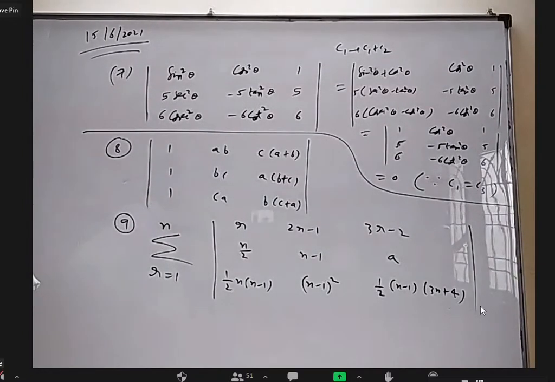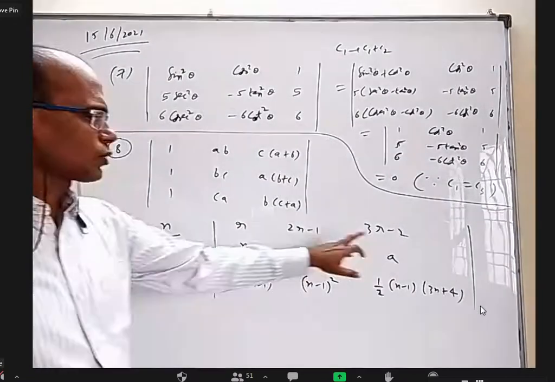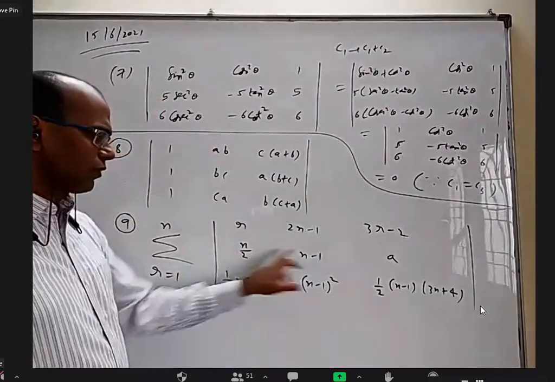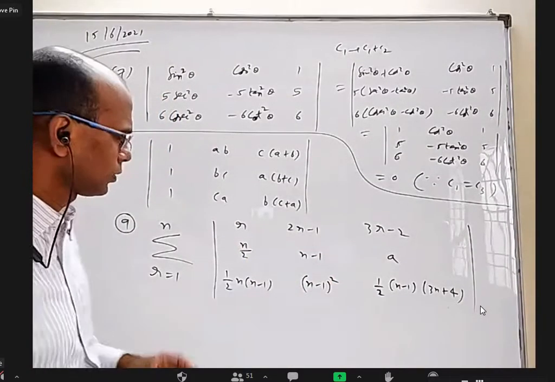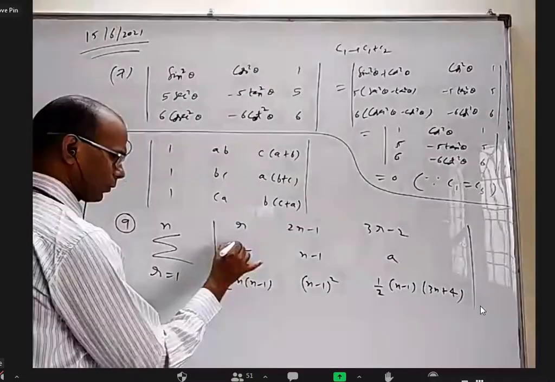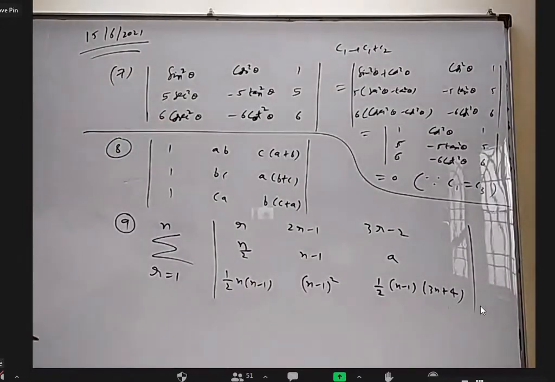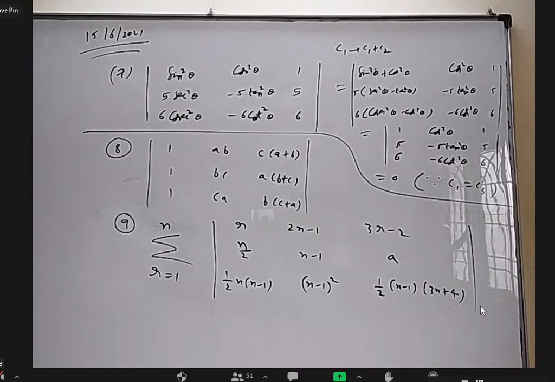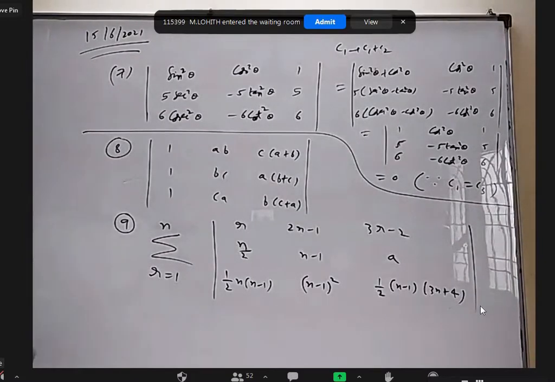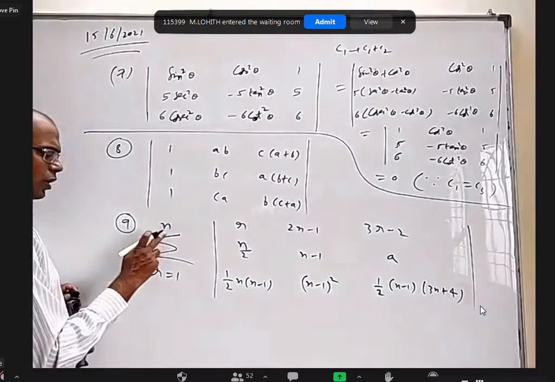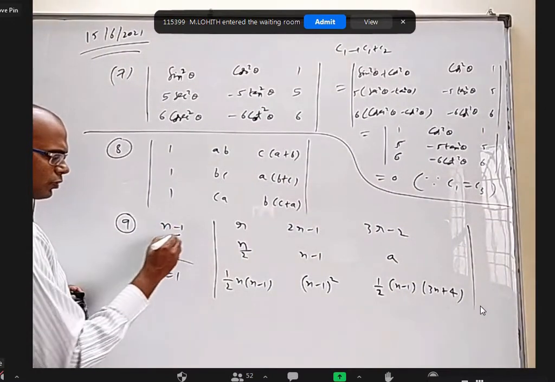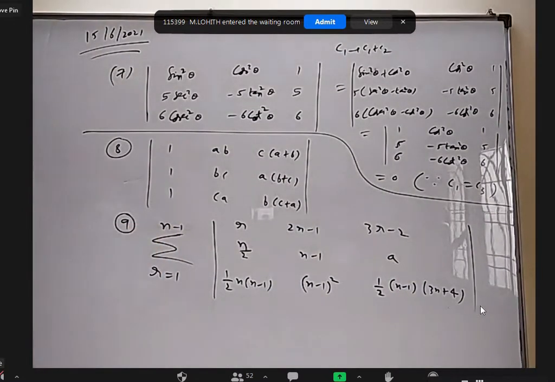Sir, in the ninth question, second row, is it n by 2 or r by 2? This is r, 2r minus 1, 3r minus 2, but the second row is n only, everywhere n. N by 2, n minus 1. Only the first row is r, the rest are all n. One small thing: this is not r equal to 1 to n, it is 1 to n minus 1. Please correct this ninth question, 1 to n minus 1.